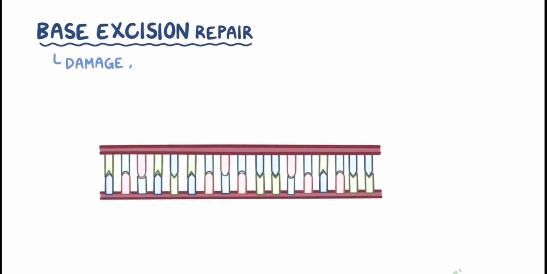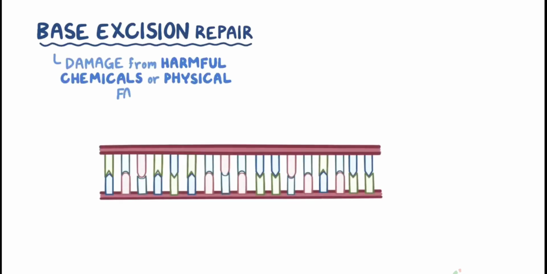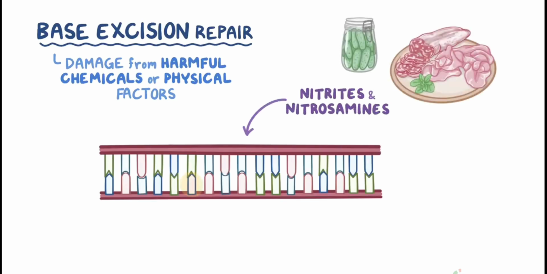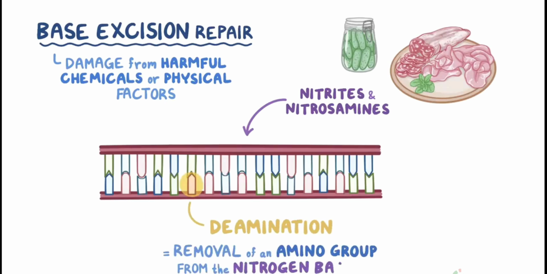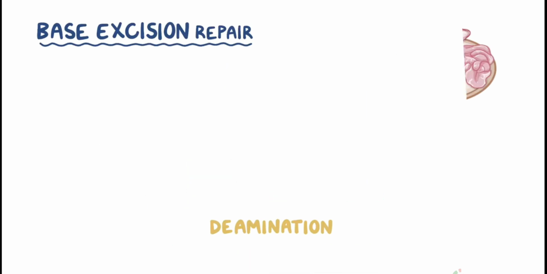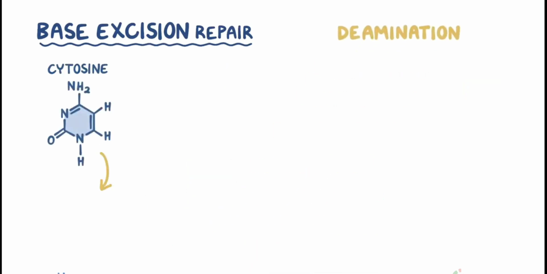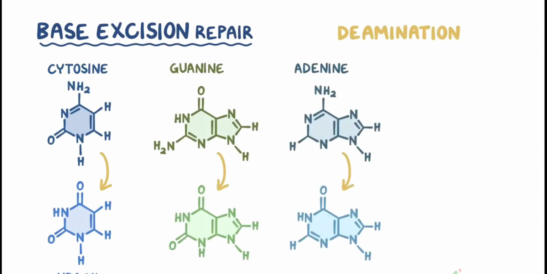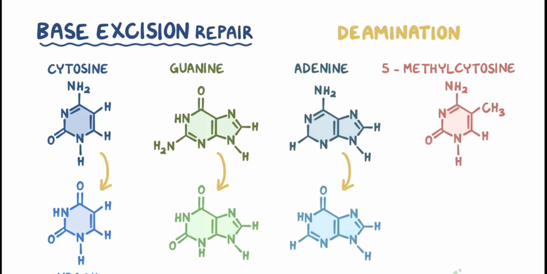Now, base excision repair comes in when the cell's DNA suffers damage from exposure to harmful chemicals or physical factors. For example, chemicals like nitrites and nitrosamines, which are found in cured or pickled foods, can cause deamination, or the removal of an amino group from the nitrogen bases. This changes the molecular structure of the nitrogen base. For instance, deamination transforms cytosine into uracil, guanine into xanthine, and adenine into hypoxanthine, and 5-methylcytosine, which is a cytosine with a methyl group attached, into thymine.